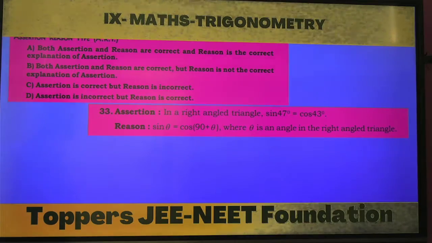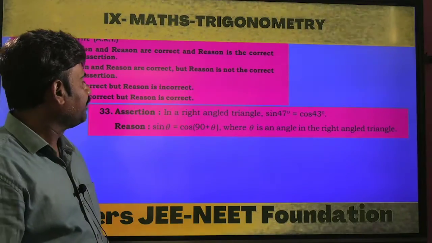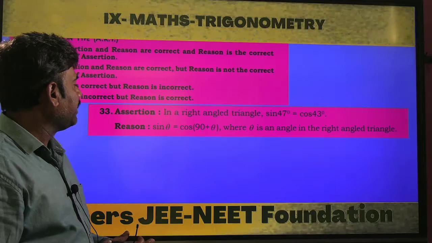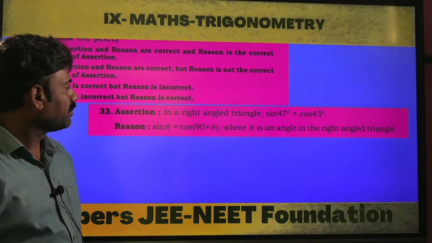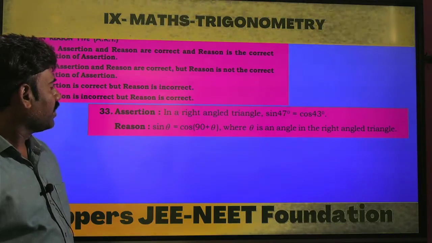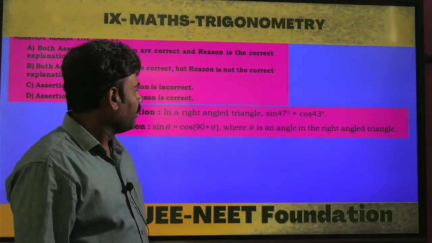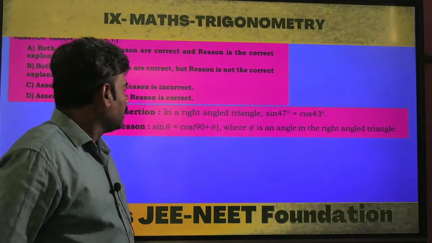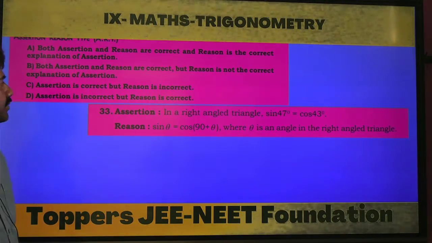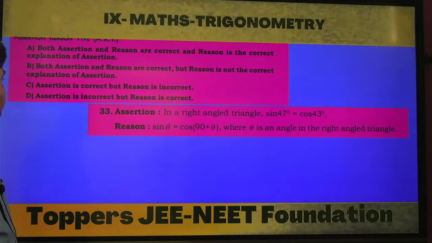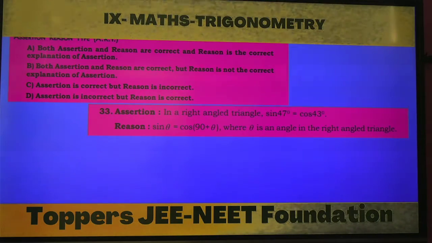Next, reason. Sin theta is equal to cos 90 plus theta, but actually cos of 90 plus theta is second quadrant, that becomes minus sin theta, where theta is an angle in the right angled triangle. Assertion is correct, but reason is wrong. So, what is the correct answer? Option C. Option C is the correct answer.